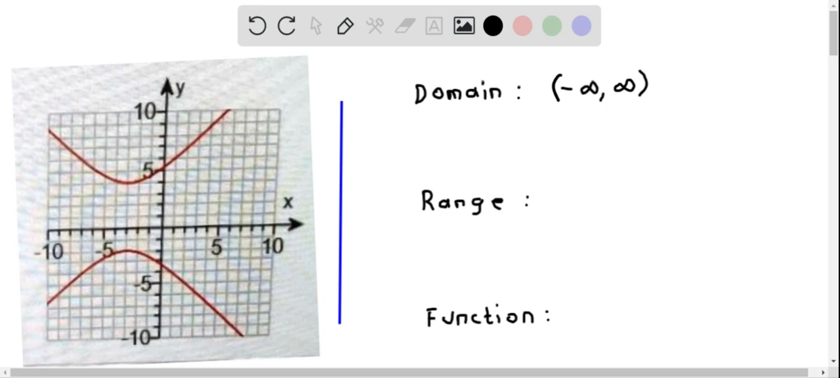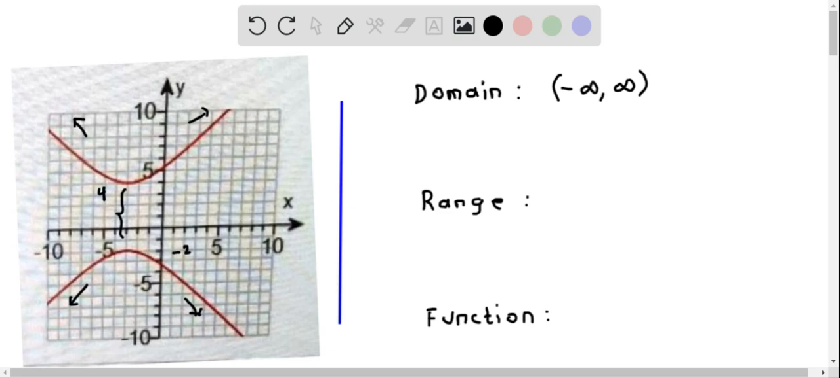As we can see, the graph extends in both upward and downward directions. This is the upward direction. However, the graph is not defined in this region. We don't have any values from y equals negative 2 to y equals positive 4. So it is defined for all real numbers except from negative 2 to 4.